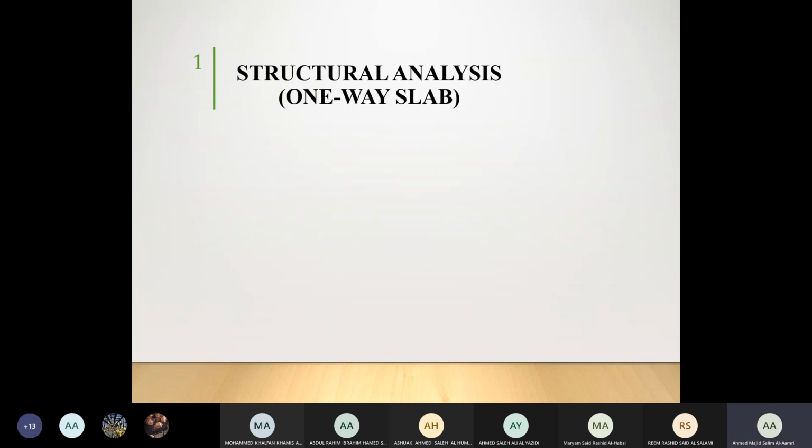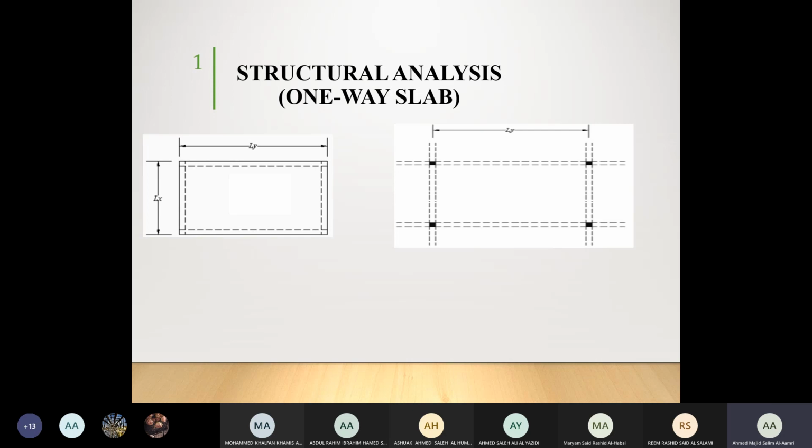So the first thing we are going to discuss is the structural analysis for one-way slab. Now, can you see here that we have a one-way slab, which has two different arrangements? Can you see that the left slab is a single isolated slab, and the second one is a slab which is surrounded by other slabs? Can you see the picture?